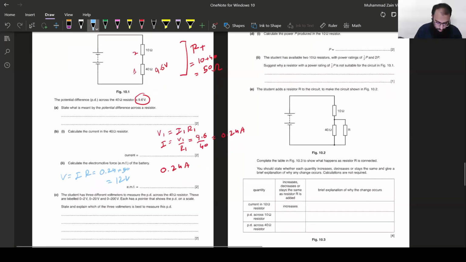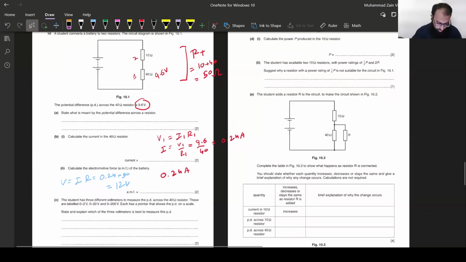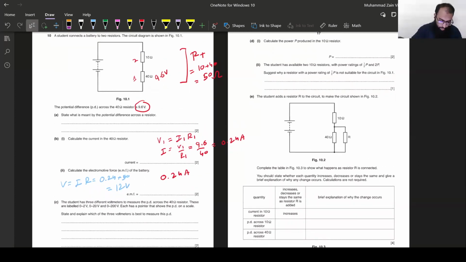Now the student has three different voltmeters to measure the potential difference across a 40 ohm resistor. These are labeled 0 till 2 volts, 0 till 20 volts, and 0 till 200 volts. Each has a pointer that shows the potential difference on a scale. We need to explain which of the three voltmeters is best to use to measure this potential difference.